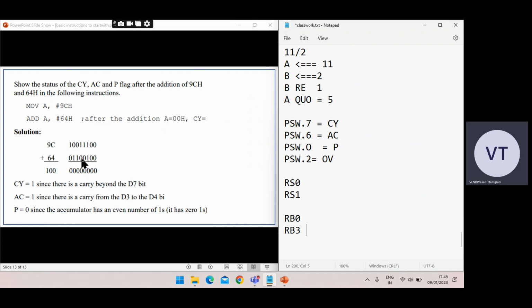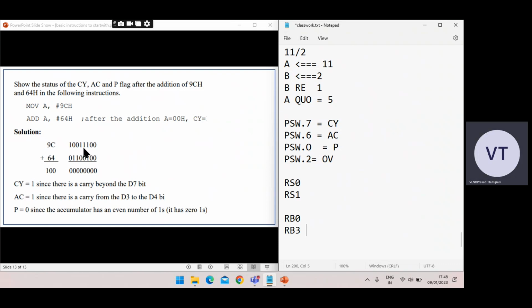and 4 is 0100. 0 plus 0 is 0, 0 plus 1, and so on. If you add these two numbers, you will get something like this. After adding, all the bits have become 0 and a carry got generated. So the carry got generated, no? So the carry flag will become 1.